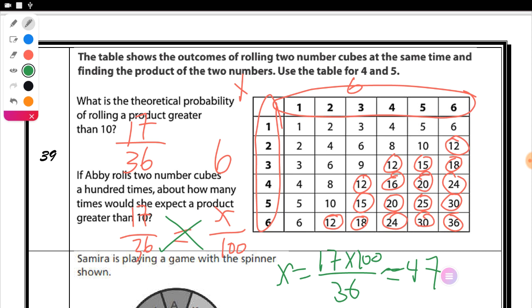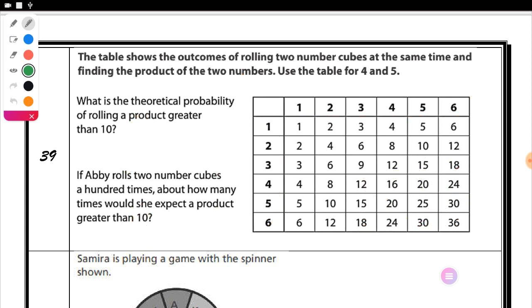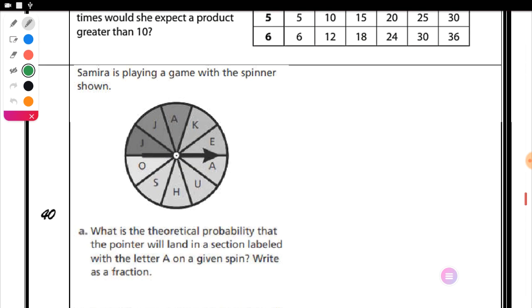So if you have data now and want to predict what should happen or what will happen, it's called theoretical. And for theoretical, we will use equal fractions to expect what should be done. Okay? Next.